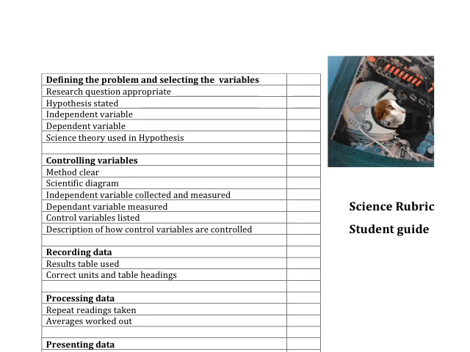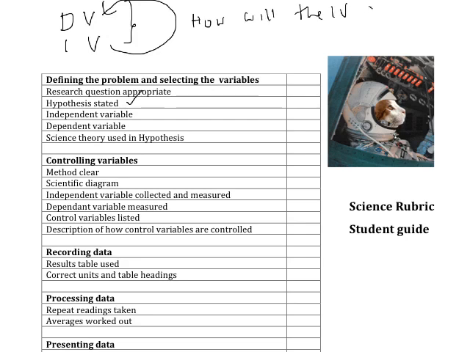The next thing is to state your hypothesis. Now, a hypothesis mentions the dependent variable and the independent variable as well. So in your hypothesis, you're going to say, how will the independent variable affect the dependent? Will it make it go faster? Will it make the time go longer? But again, make it a full sentence. So how will the independent variable affect the dependent variable? And the answer would be the hypothesis.